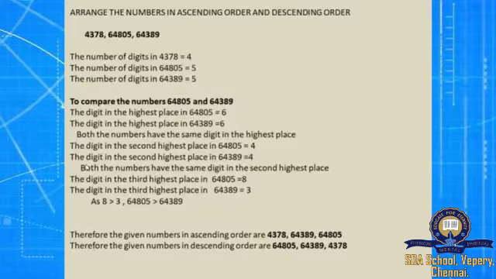Therefore, the given numbers in descending order are: for descending order, we have to arrange the numbers from larger to smaller, just the reverse of the ascending order. So the numbers will be 64,805, 64,389 and 4,378.